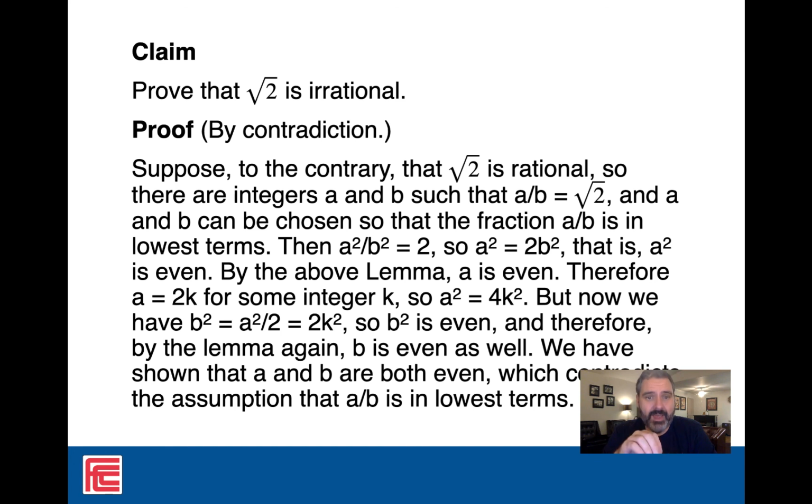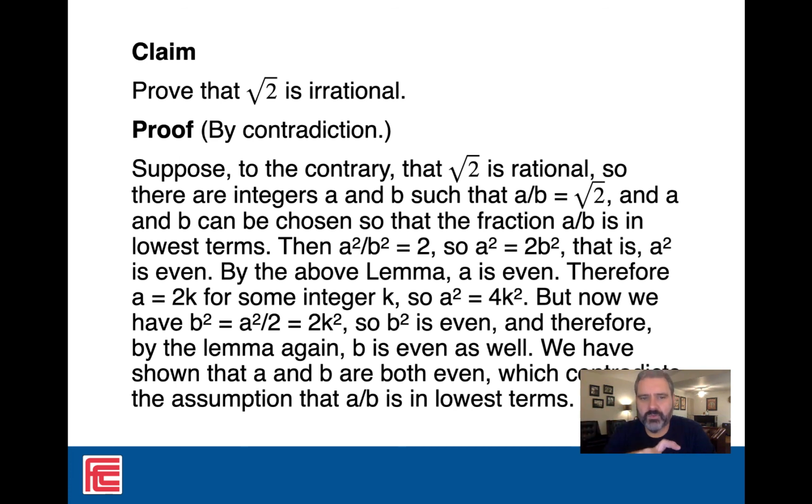Now, if I take that and I know that a squared is equal to 4k squared, then a squared divided by 2 is equal to 2k squared, which means that b squared is equal to 2k squared, and in that case, b squared is even. And using that exact same lemma, we know that b must be even as well. So now we know that a is even and b is even.